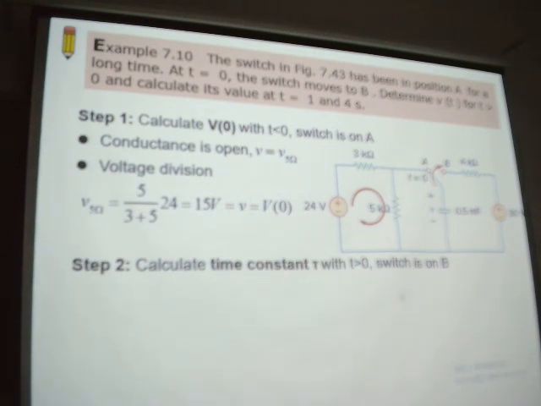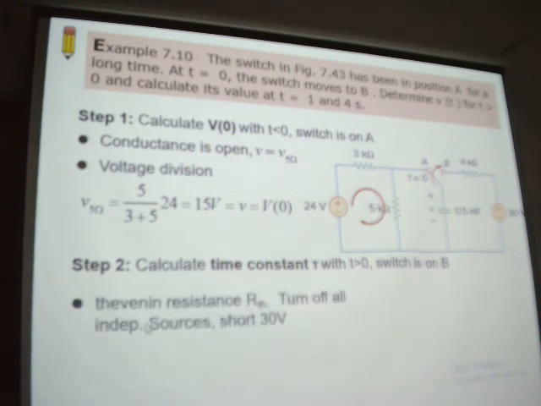Okay, so the step 2, we need to calculate the time constant. We already know this circuit is an RC circuit, right? We have R here, and we have C here, the capacitance. For an RC circuit, our time constant tau is equal to R times C. But we should notice the R is the surrounding resistance, RTH. Do you still remember how to calculate it? If we forget, just go back to the previous knowledge, okay?